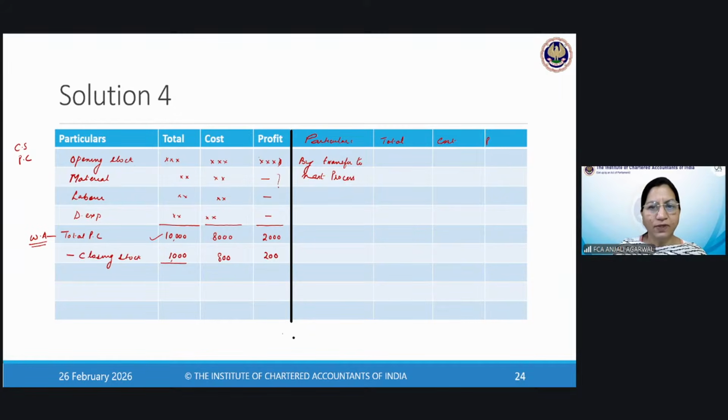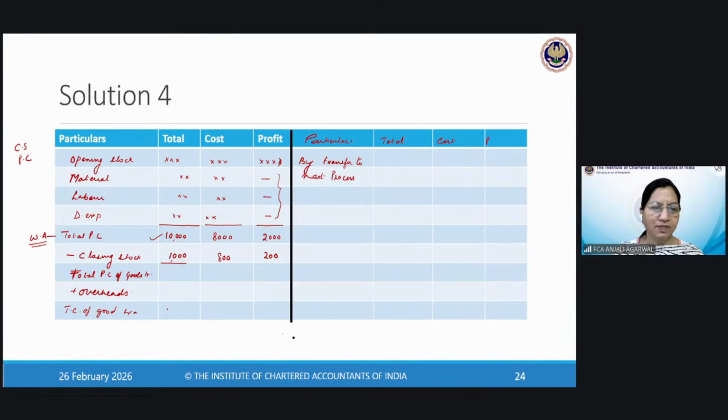Otherwise, what you would have to do is take the total of these three and then calculate the cost of closing stock. But here we have opening stock also, weighted average. Okay. Then you might take another total at this point: total of prime cost of goods transferred. Then you add overheads and you have the total cost of goods transferred, right?